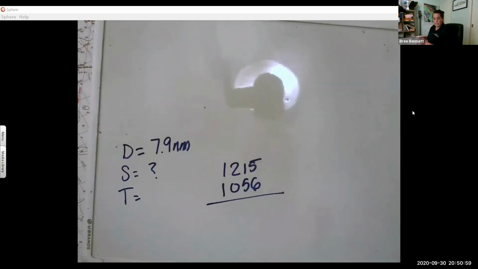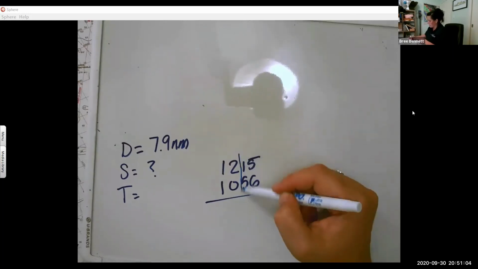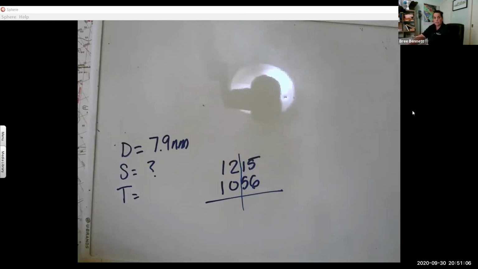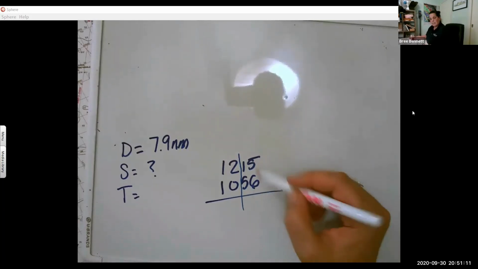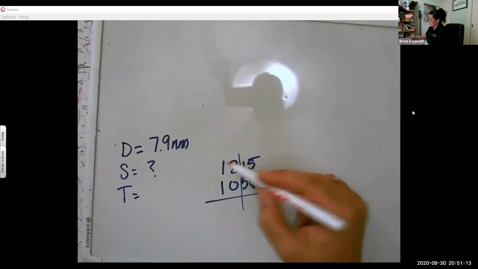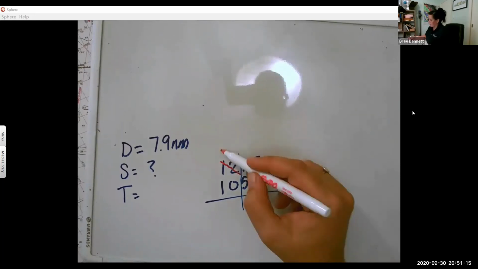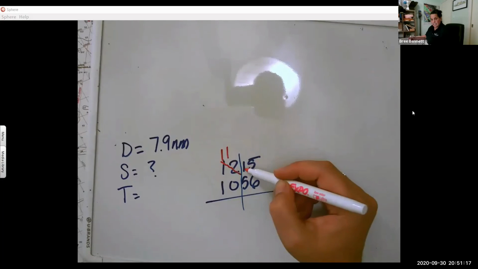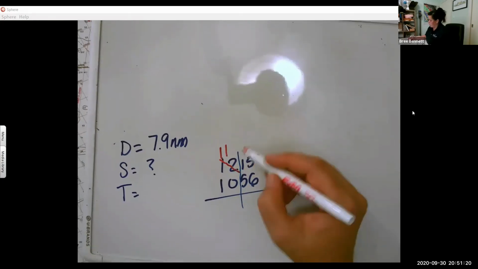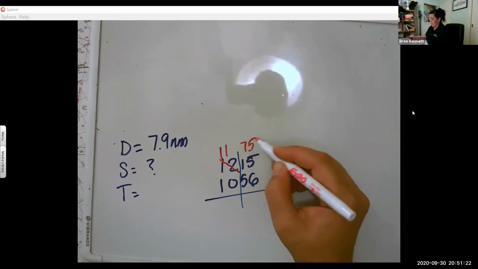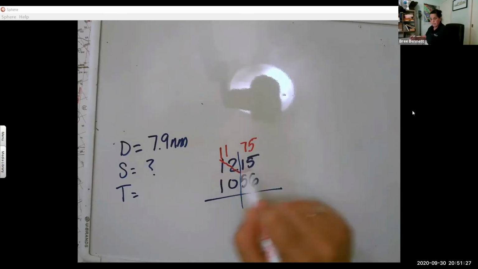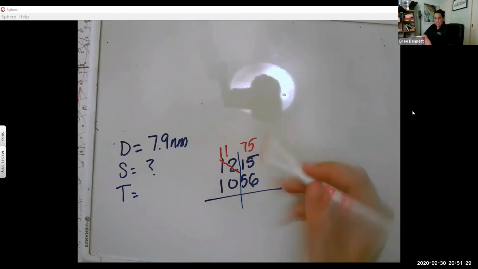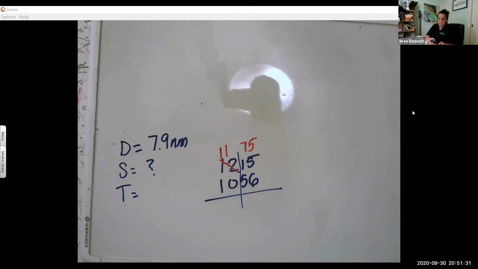So how many minutes are in between that? Again, we're practicing those time converting skills. We start with our minutes. We can't do 15 minus 56, so we have to borrow, and that becomes an 11, and this becomes 60 plus 15. So that would be 75 minutes. So we have 1175 instead of 1215. Now we can do 75 minus 56.